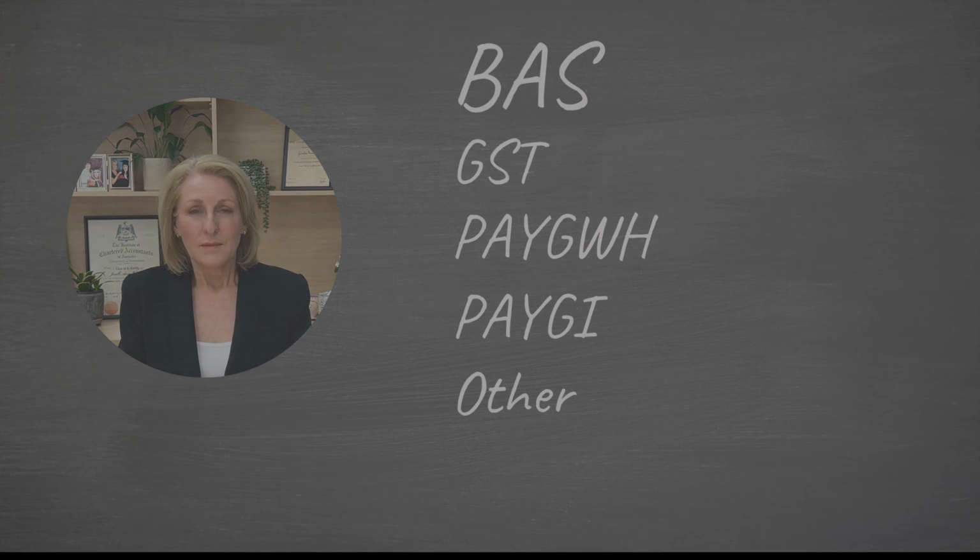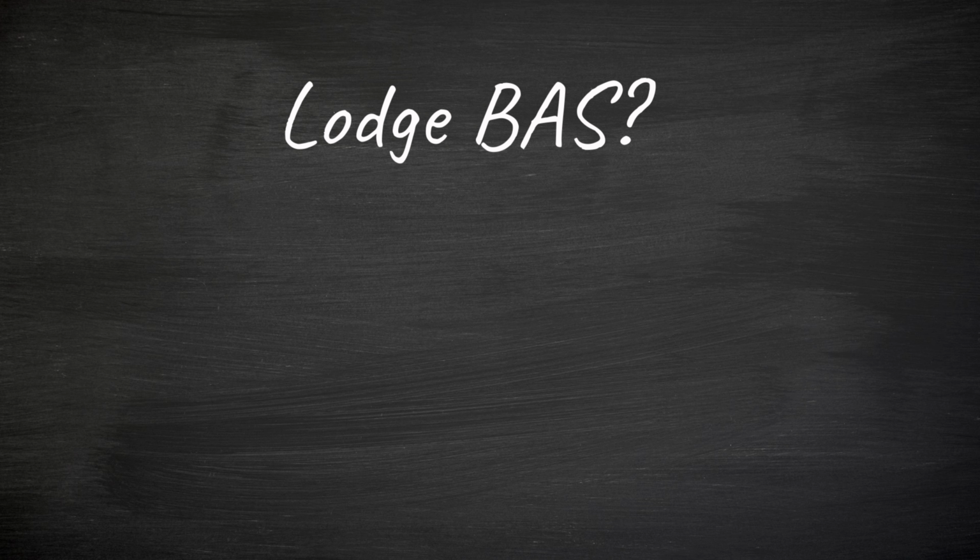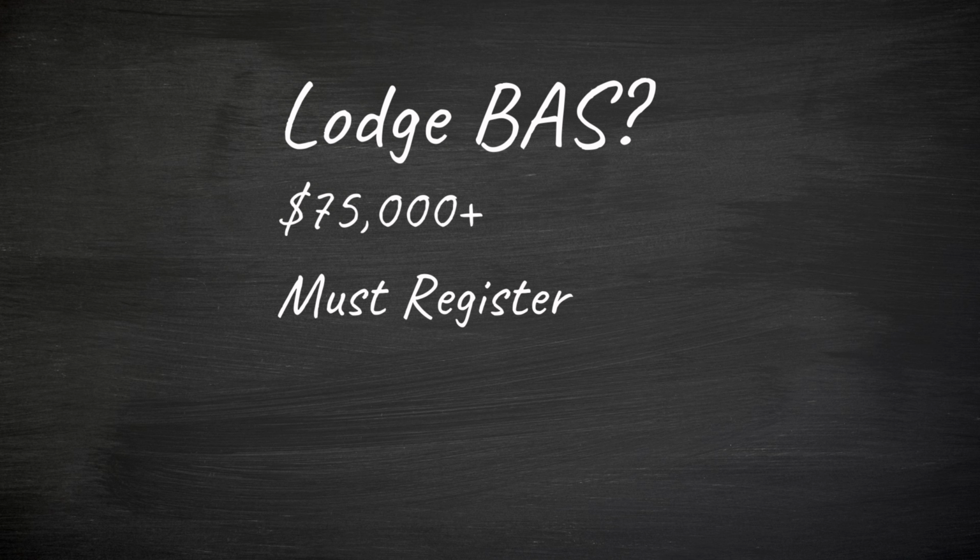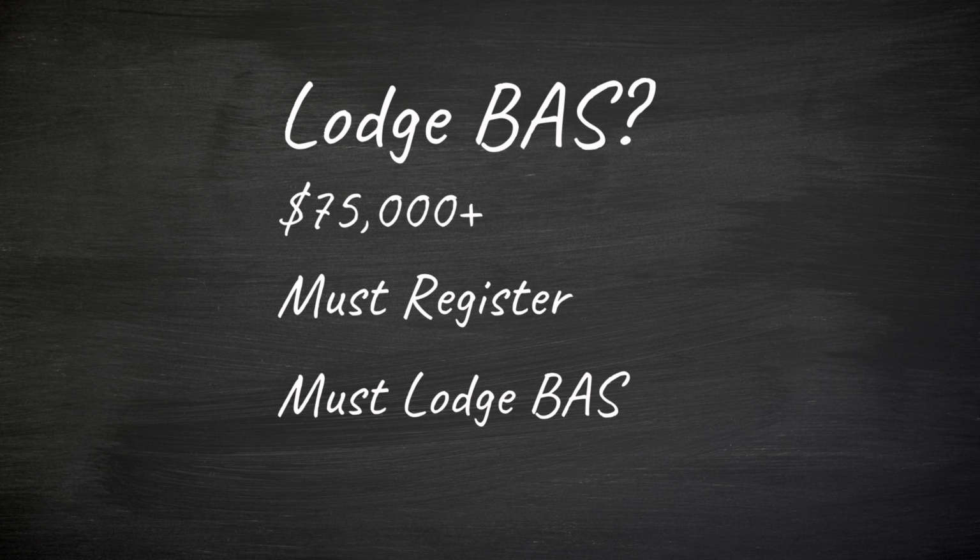at a minimum. Here's something that confuses a lot of people. Some businesses lodge BAS, others lodge IAS. So what's the difference? BAS, Business Activity Statement, that's for businesses that are registered for GST. It covers GST, PAYG, and sometimes FBT and other taxes. So who needs to lodge BAS? The rule is simple. If your turnover is over $75,000 per annum, you must register for GST. And once you're registered, you must lodge a BAS.